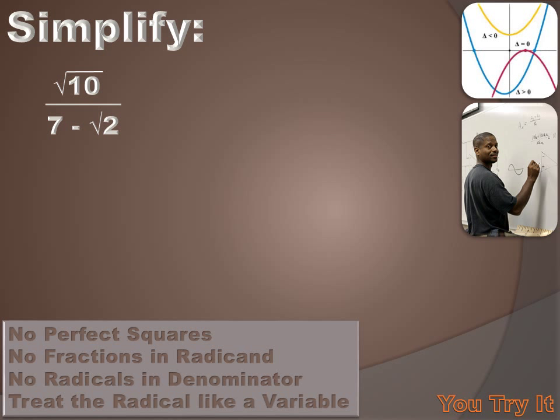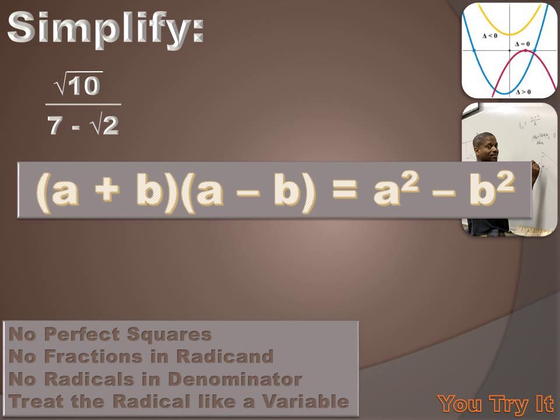I think you're ready for a tough one now. Simplify the square root of 10 over 7 minus the square root of 2. I'll give you a hint. A plus B times A minus B equals A squared minus B squared. Hit your pause button, try this problem, and then hit your forward key to move on to my solution.